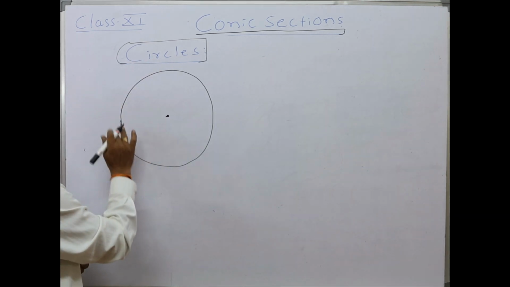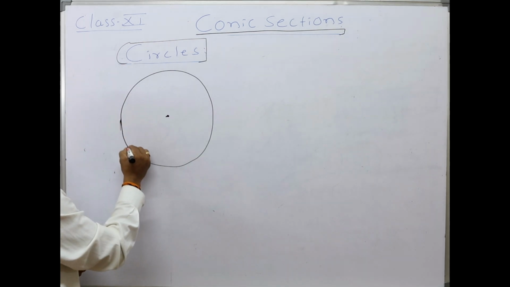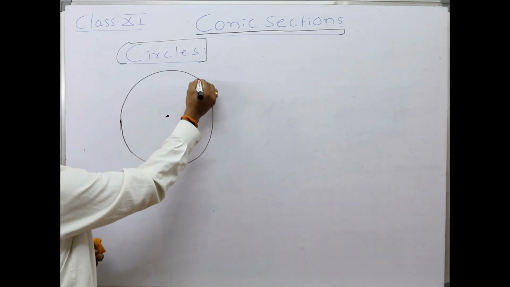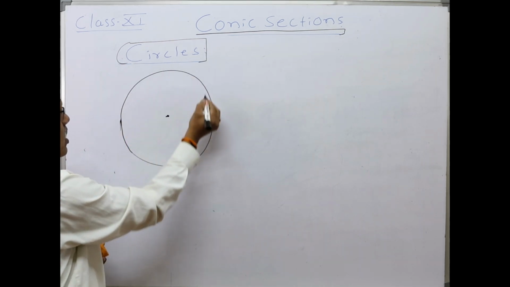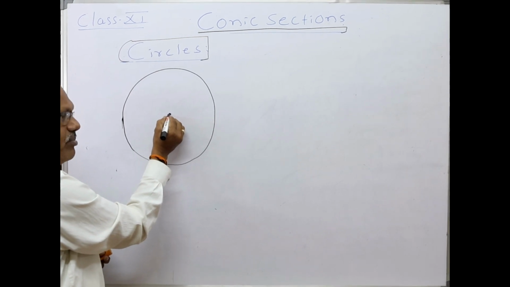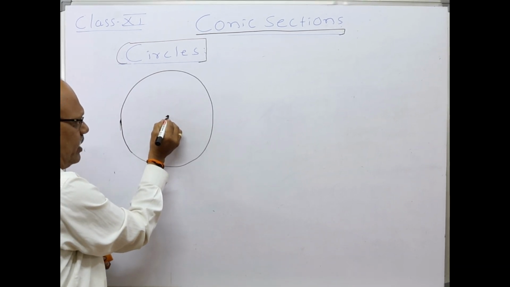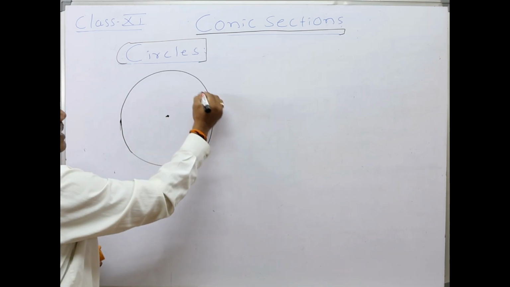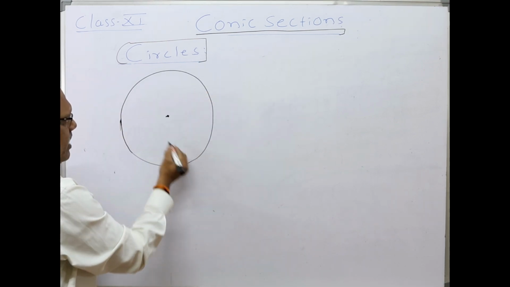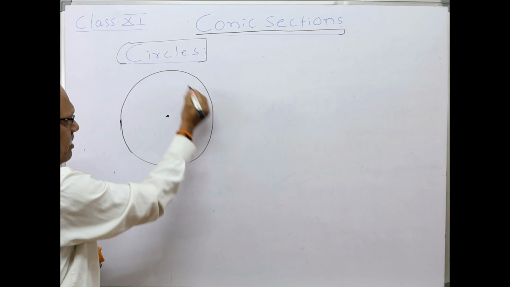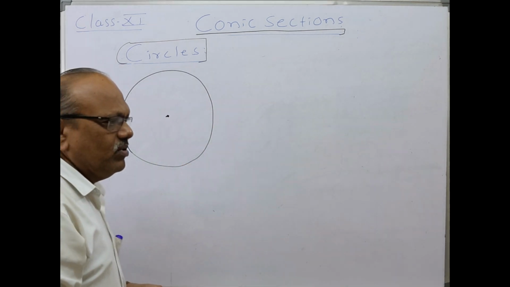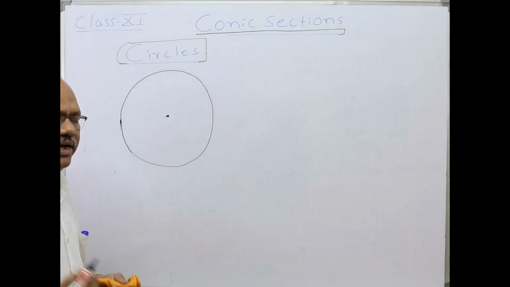What is a circle? How do you define a circle in geometry? You know that a circle is nothing but a set of points which are equidistant from a fixed point. Then that fixed point is called the center of the circle, and the constant distance of that particular point from the circumference is called the radius. This you know. Let us try to define it analytically.